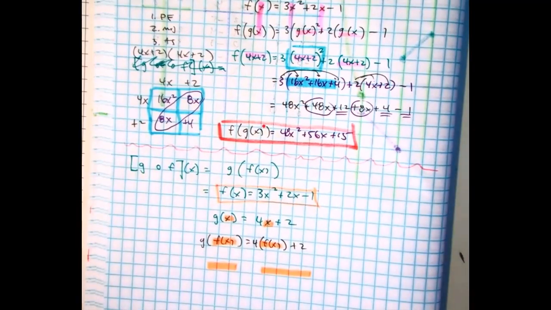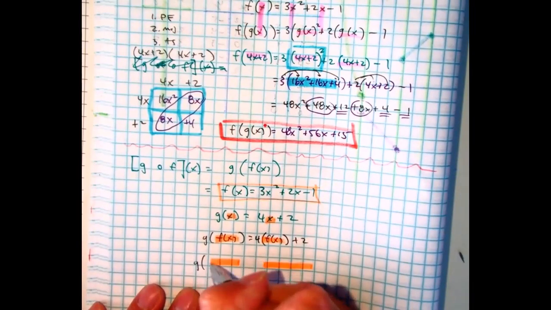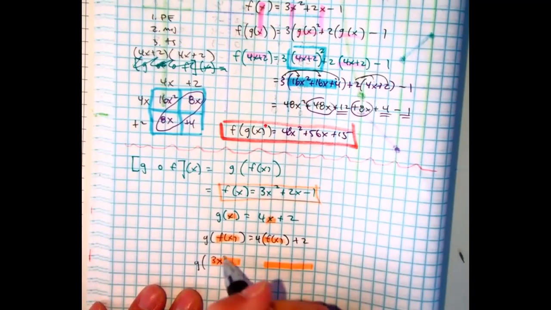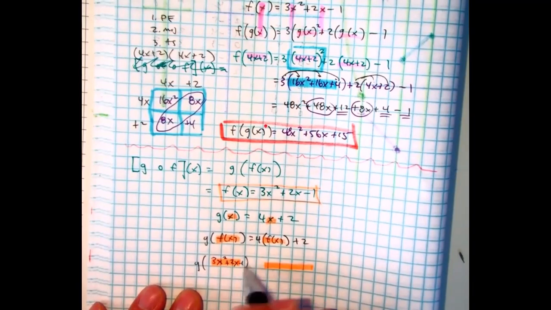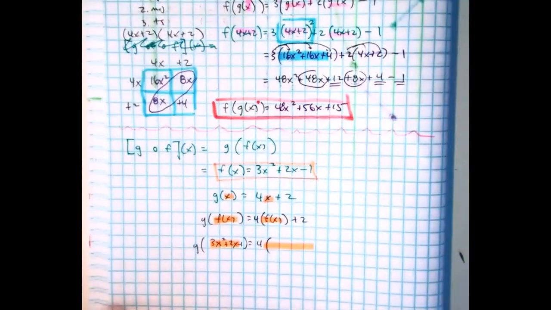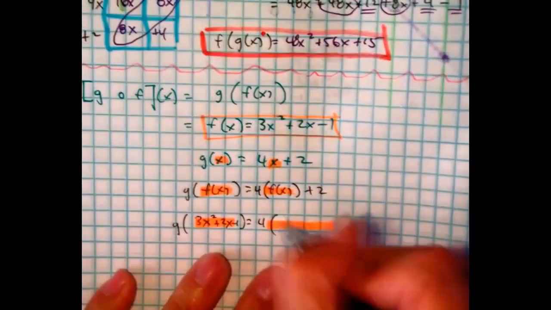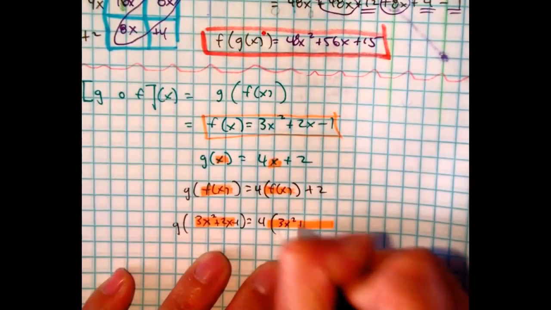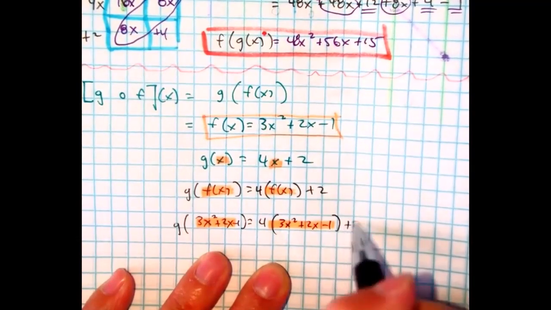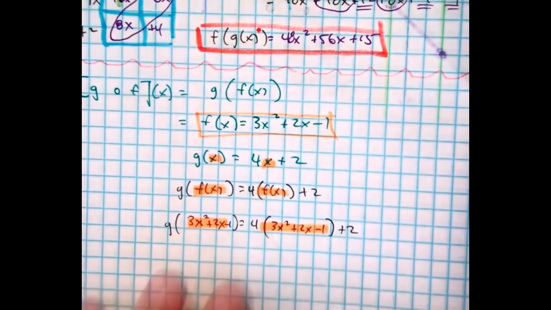Class, what is f of x? It's right here in the orange box, right? So we're going to write 4 times. Remember, anytime you do a substitution, you're doing it in parentheses. 3x squared plus 2x minus 1. Don't forget that plus 2 out here. And then we just simplify. Just going to distribute.